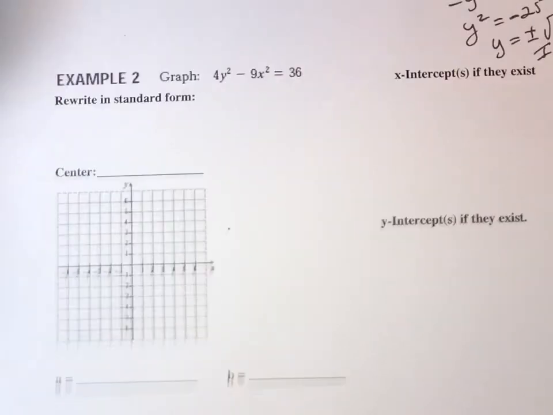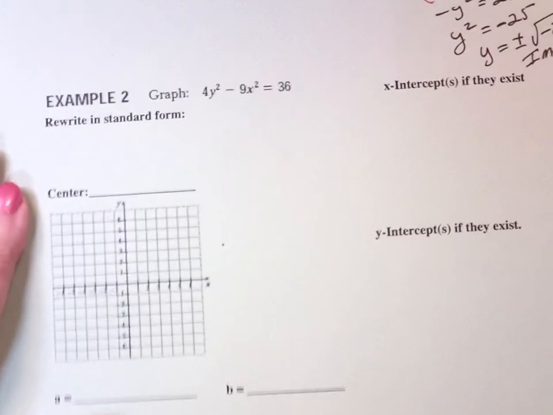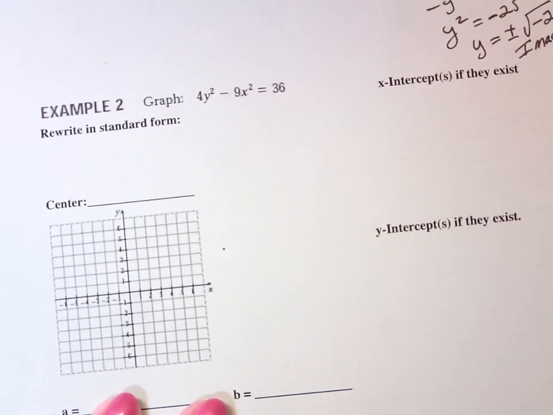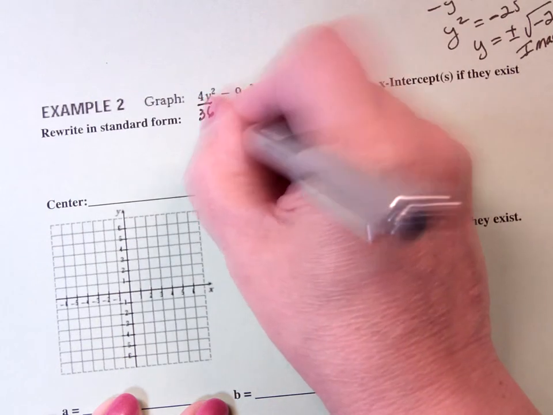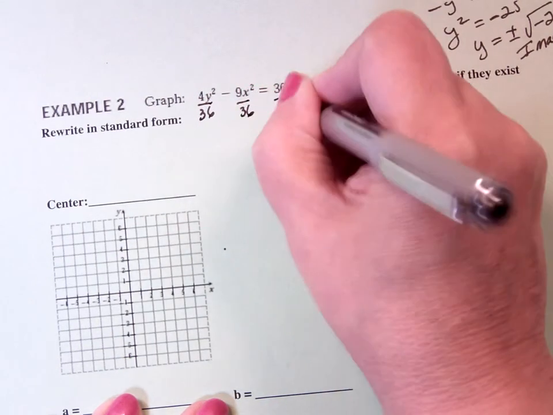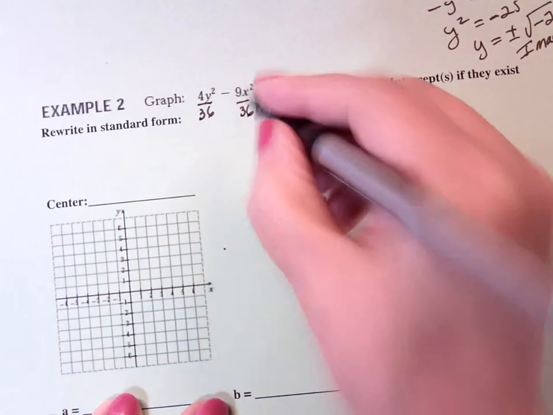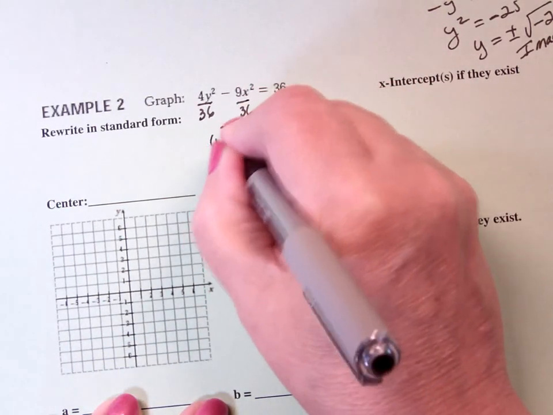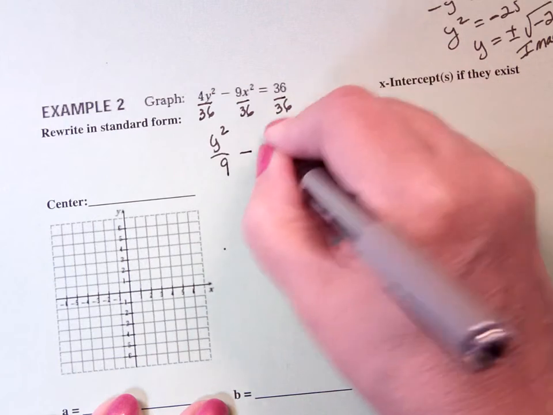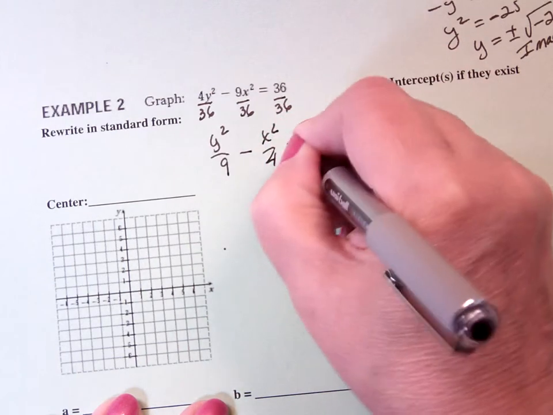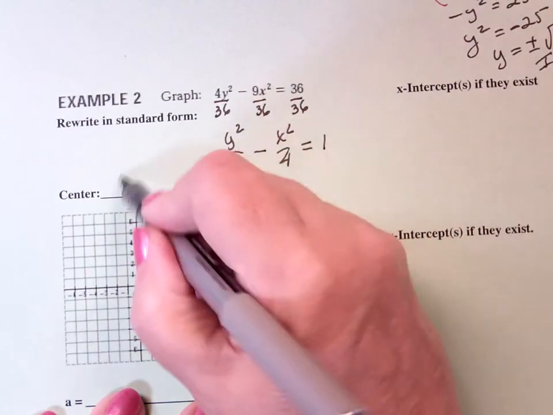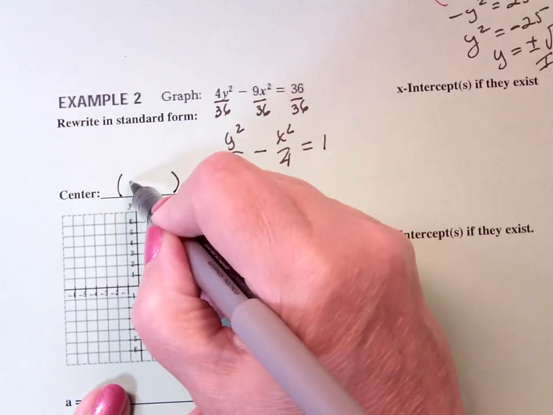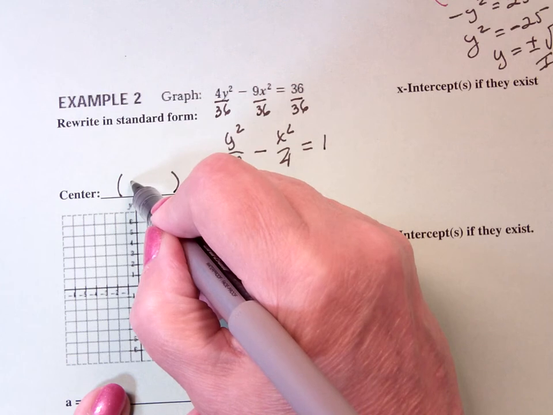Now the second example, he's not in standard form. So the first thing I do, I need a 1 in this position, so I'm going to divide everybody by 36. So I'm going to get y squared over 9 minus x squared over 4 equals 1. The center is at 0, 0.